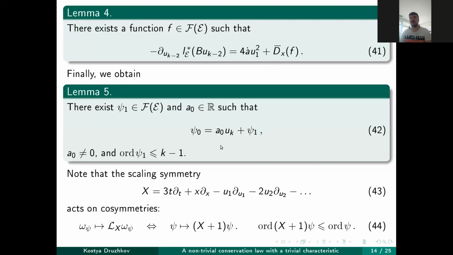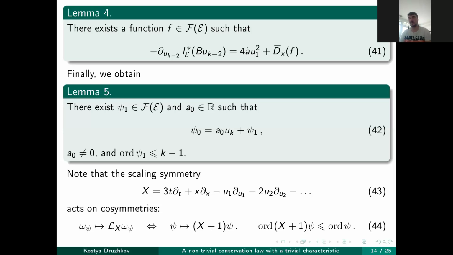Now we need to note that the scaling symmetry acts on cosymmetries. The action is the same as the Lie derivative in terms of variational one-forms, and the action is given by this nice formula. So the Lie derivative in terms of variational one-forms becomes just X plus 1 in terms of the corresponding cosymmetries. And the order of the corresponding cosymmetry cannot be greater than the order of the original one, right? So the Lie derivative cannot increase the order of a cosymmetry.